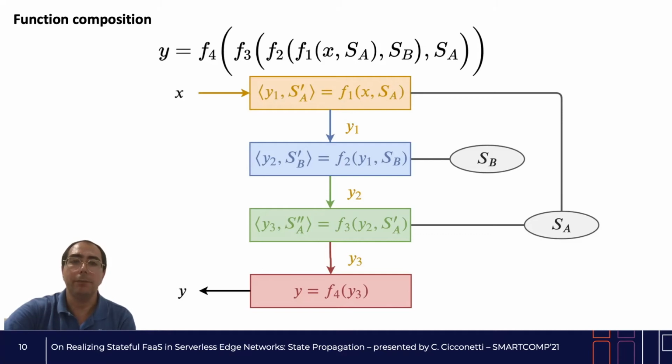So when you have an input X from the client, it has to go first into F1, which also uses SA, then it goes into F2, which uses SB, then it goes to F3, which uses the updated version of SA, then it goes to F4, which doesn't use any state in this example. And then the final result is returned to the caller.